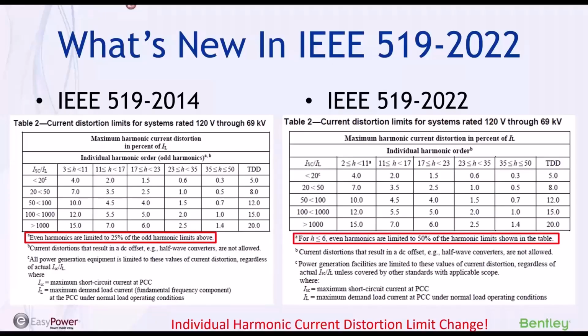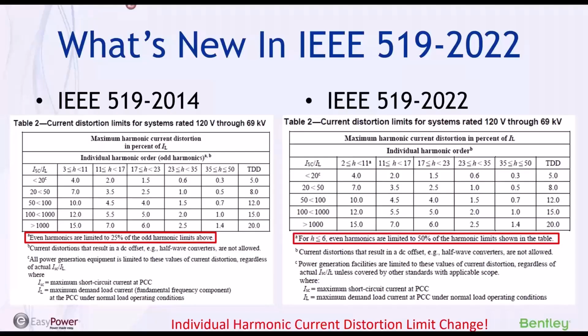So throughout the spectra, any even harmonic limits, let's say 4th, 6th, are limited to 25% of the odd harmonic limits. Starting from IEEE 519-2022, for harmonic order less than or equal to 6, even harmonics are limited to 50% of the harmonic limits shown above in the table, which is, I would say, relieved. The stringency has been significantly relieved.